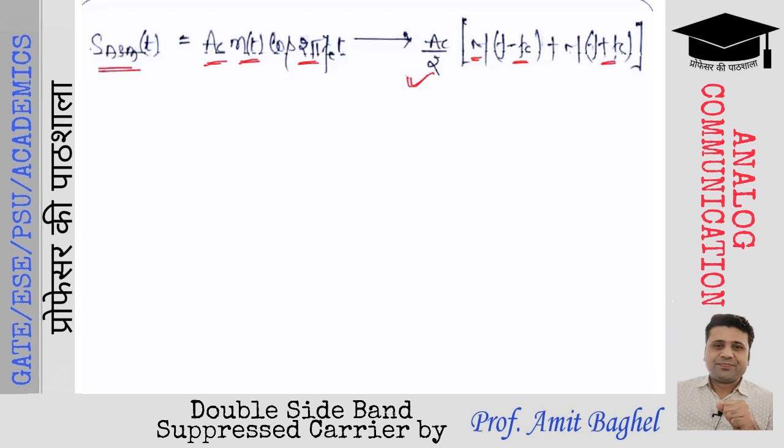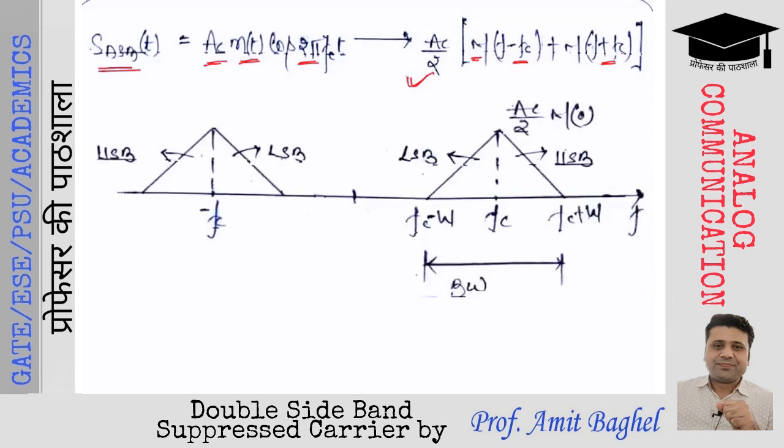तो हमारे पास M(f) स्पेक्ट्रम एक डिलेड फॉर्म में मिलने वाला है और एक एडवांस फॉर्म में मिलने वाला है. It will be delayed by the frequency fc and advanced by the same frequency fc at the left hand side. Let us plot M of f minus fc as well as M of f plus fc over the frequency axis. Observe this. This is the plot of M of f minus fc as well as M of f plus fc.